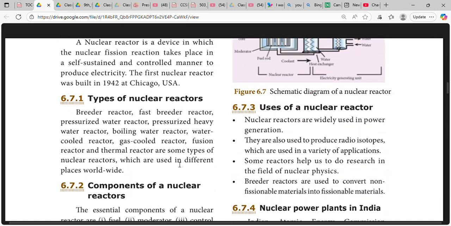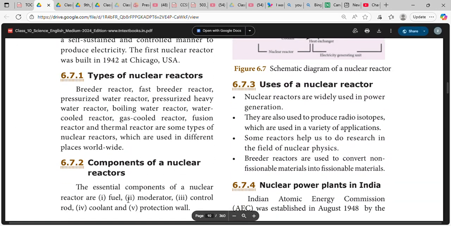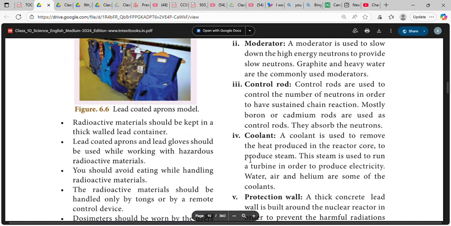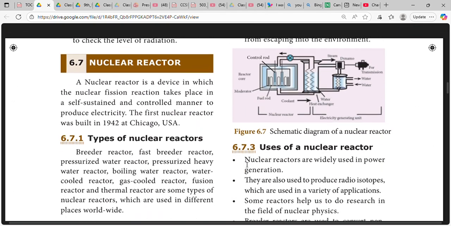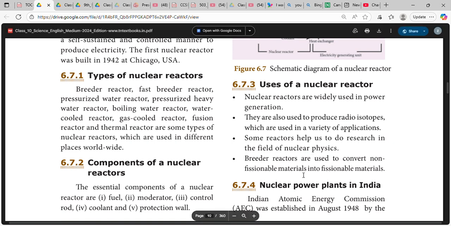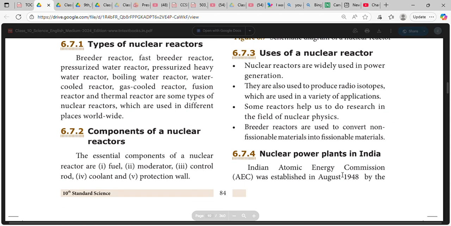The components of the nuclear reactor are fuel, moderator, control rod, coolant, and protection shield. Nuclear reactors are widely used in power generation. They are also used to produce radioisotopes, which are used in a variety of applications. Some reactors help us to do research in the field of nuclear physics. Breeder reactors are used to convert non-fissionable materials into fissionable materials.